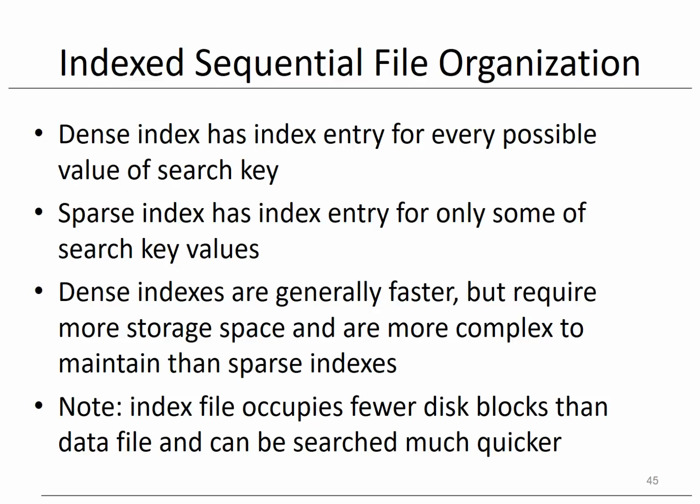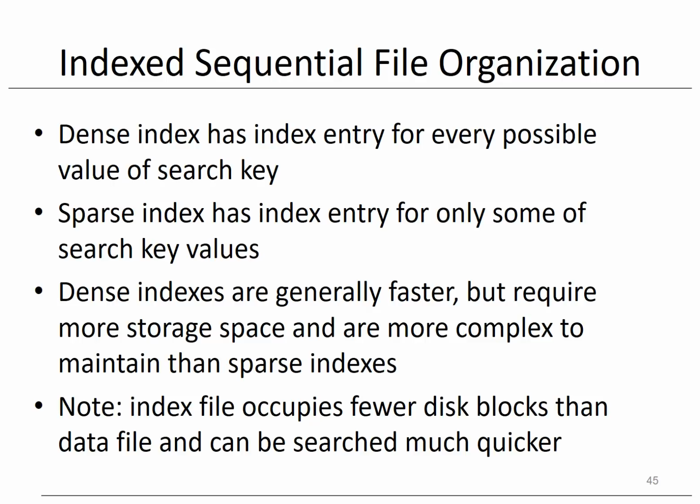A dense index has an index entry for every possible value of the search key that it indexes. Therefore, if the search key is a unique key, a dense index has an index entry for each separate record. If the search key is a non-key attribute type or combination of attribute types, a dense index has an index entry for every group of records with the same value for that attribute type.